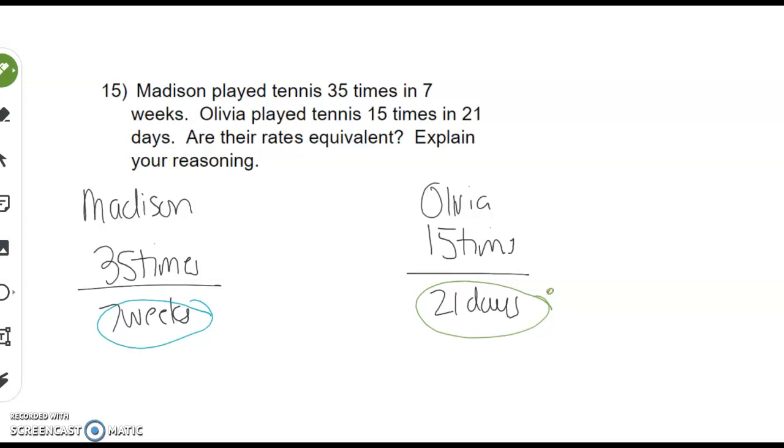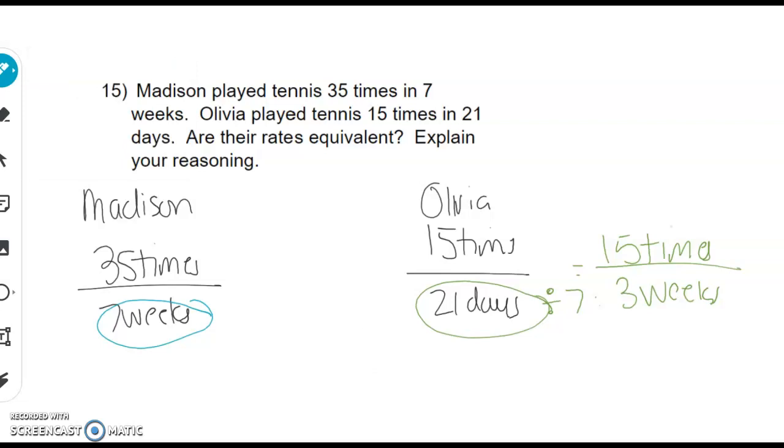21 days is how many weeks? And that's going to be divided by 7. So Olivia plays tennis 15 times in 3 weeks. We need to find out if these are equal. So I'm going to go ahead and simplify these.